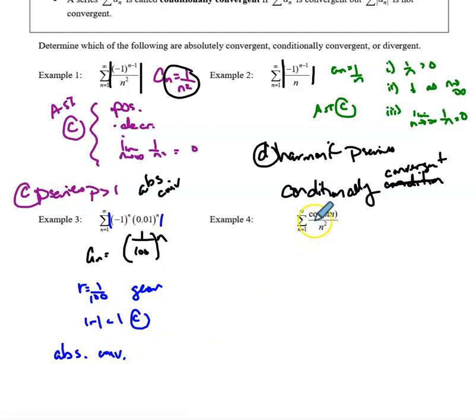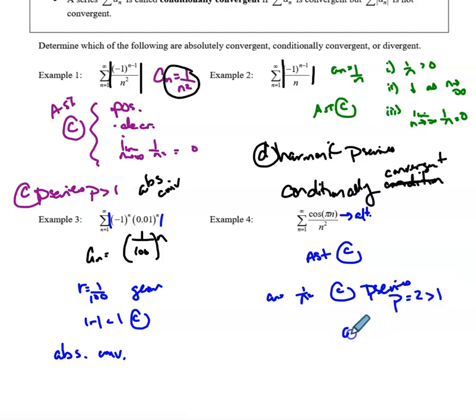All right, example number 4. I'm just bringing this in here to remind you that cosine pi n is an alternator. So honestly, this is the exact same problem as number 1, in that there is an alternator times 1 over n squared. And so by the alternating series test, we know that this one will converge, but we also know that the absolute value of the series, 1 over n squared, is a convergent p series with p equal to 2, which is greater than 1. So this series also absolutely converges.